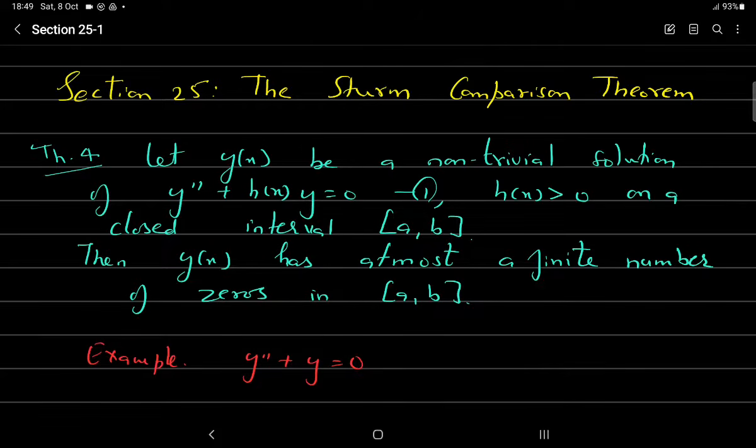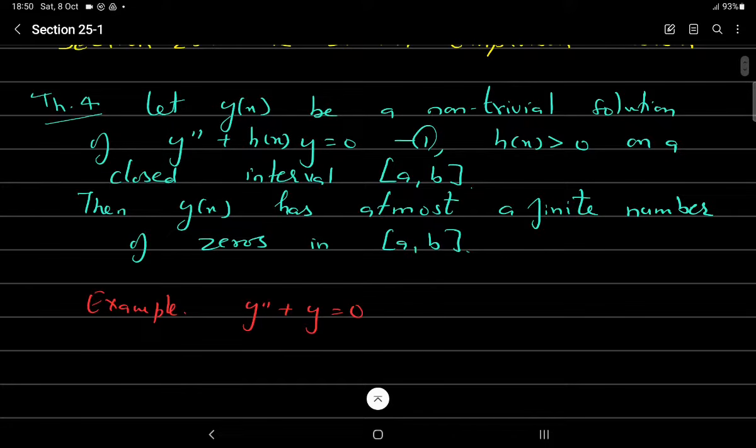Good morning, everyone. In the last section, we discussed section 24, where we mainly talked about the normal form and the Sturm separation theorem. Today, we are going to talk about the Sturm comparison theorem. But before that, let's talk about theorem 4, which says that y(x) is a non-trivial solution of y'' + h(x)y = 0, where h(x) is greater than 0 on a closed interval [a,b]. Then y(x) has at most a finite number of zeros on this closed interval, which makes sense.